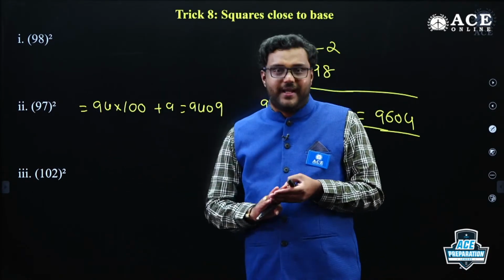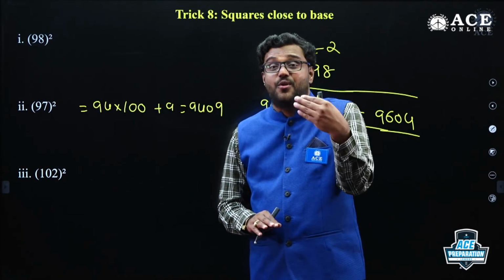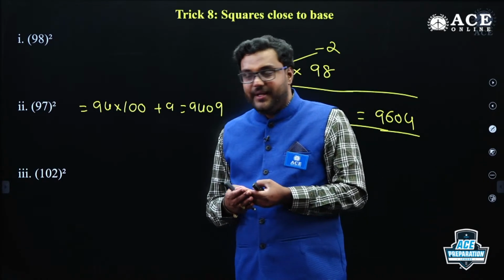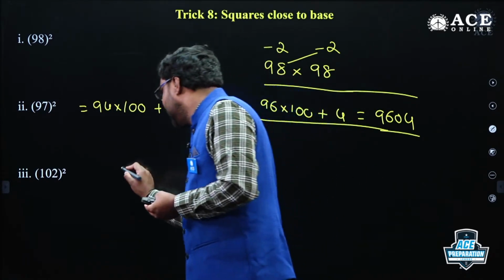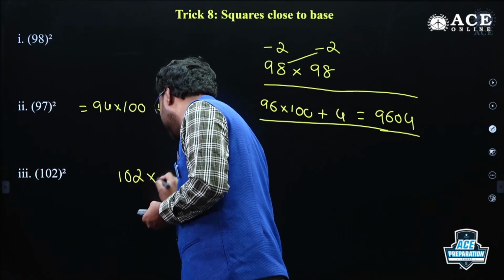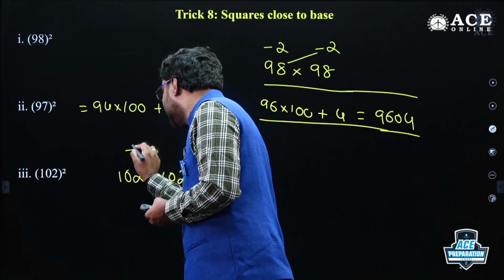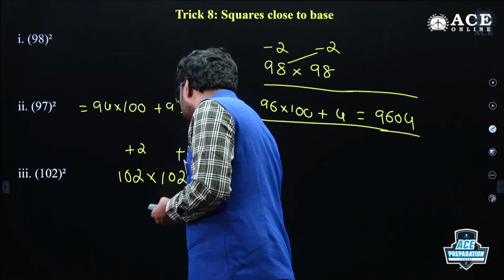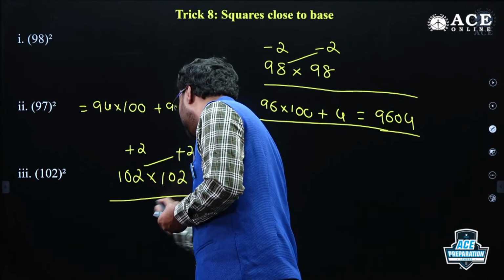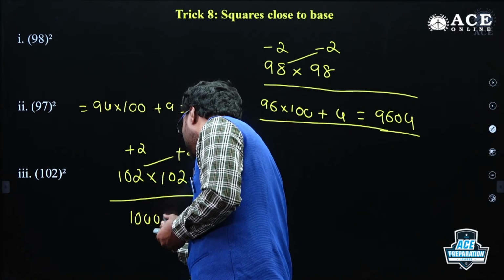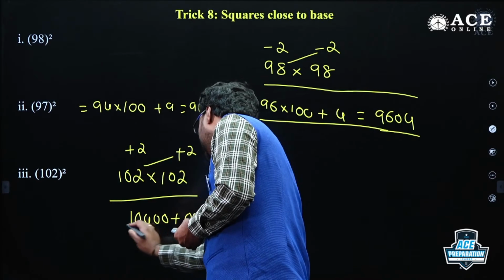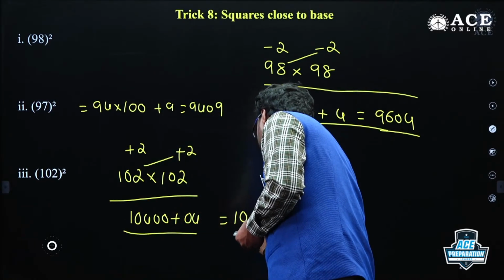Similarly, 102 square. 102 is 2 more than 100, right? So 102 plus 2, you will get 102 into 102, right? So here 2 more than 100. So 102 plus 2, 104 into 100 means 10,400. 2 into 2, 4. You will get 10,404.